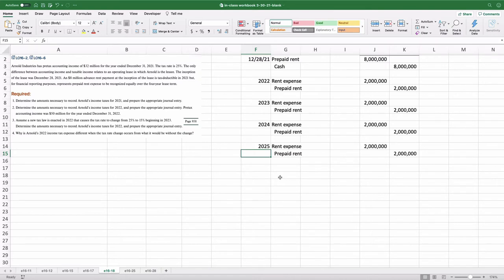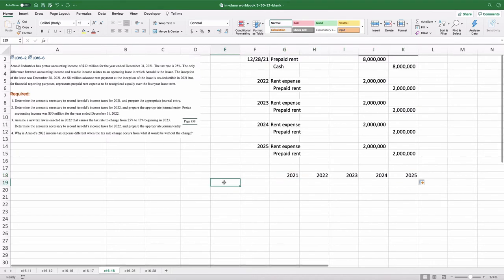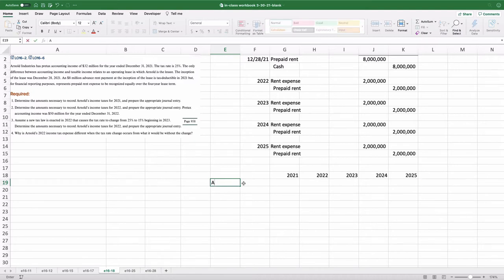As a result of this, another way to look at it is we have these years, 2021, 2022, and 3, 4, 5, and we have advance rent that's deductible, then reversing. The deductible part is going to create a negative effect on our taxable income, and it's going to reverse as a positive effect.